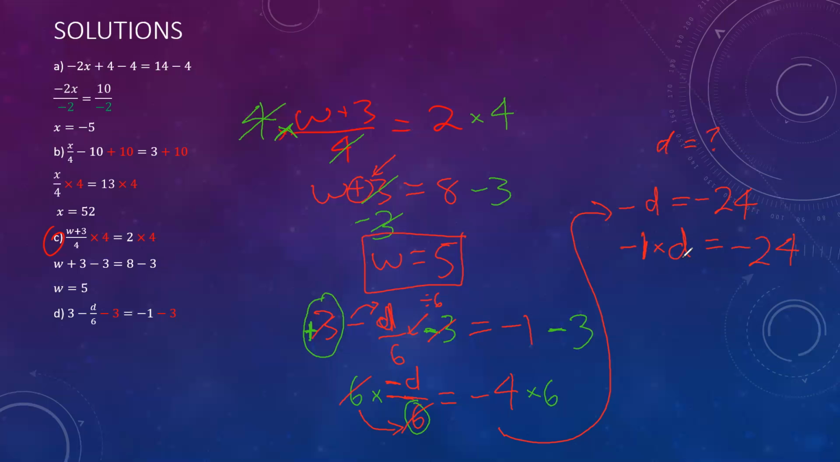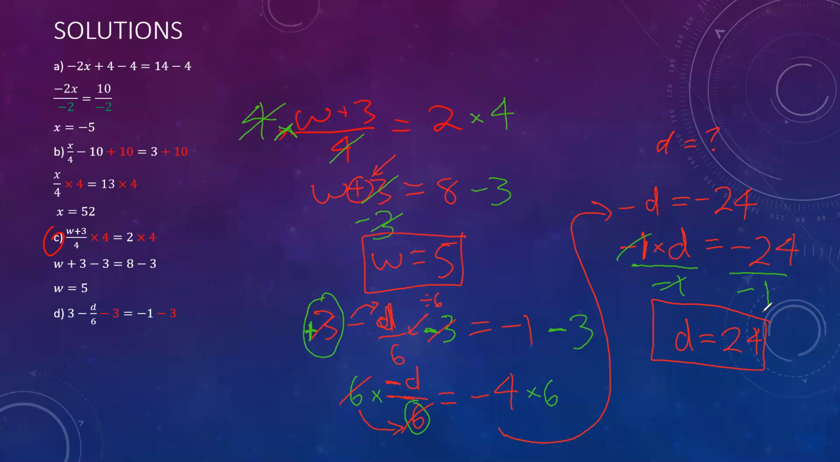So now I have to think to myself, all right, well, how can I eliminate the negative 1 there? Well, all I need to do in this case is simply divide by negative 1. So I can eliminate that negative 1 in front of d. So when I divide by negative 1, I end up with d is equal to positive 24. And this is my final answer there. So I hope that kind of makes sense.